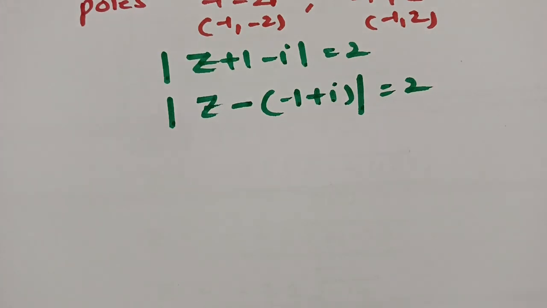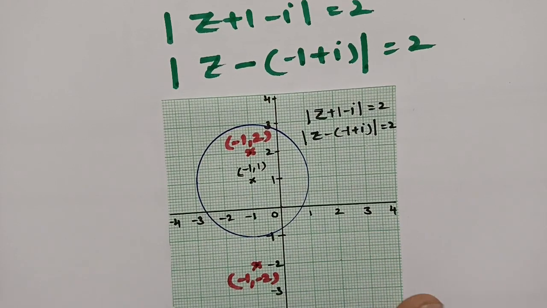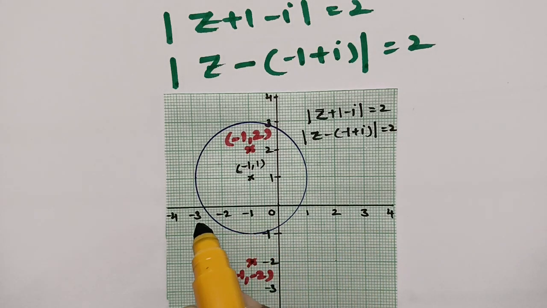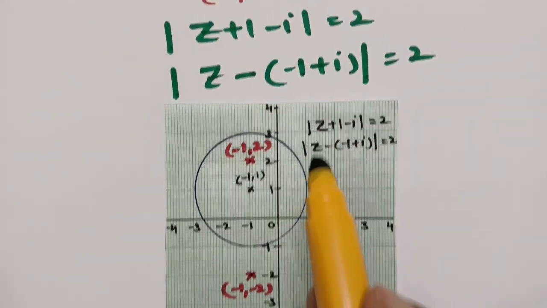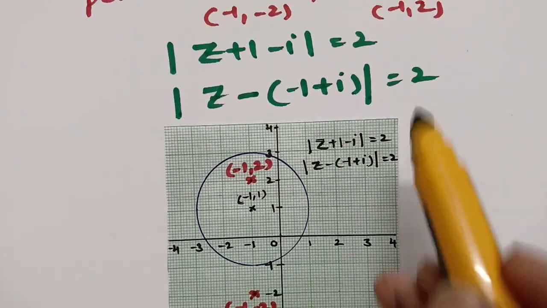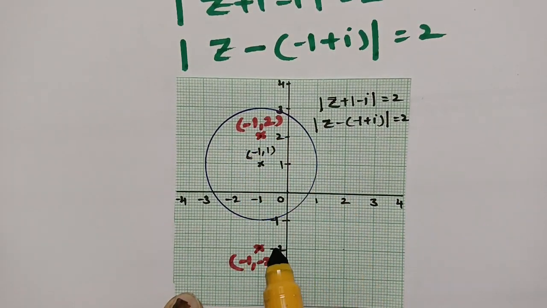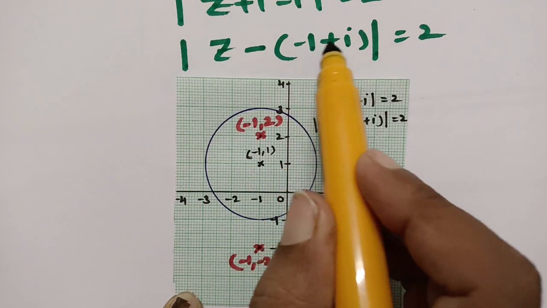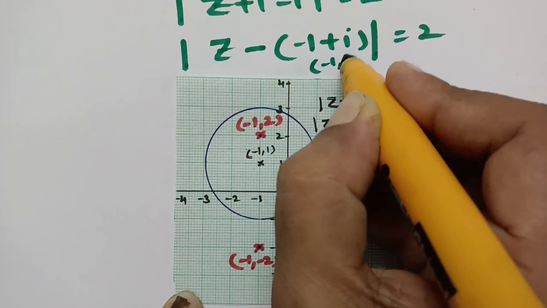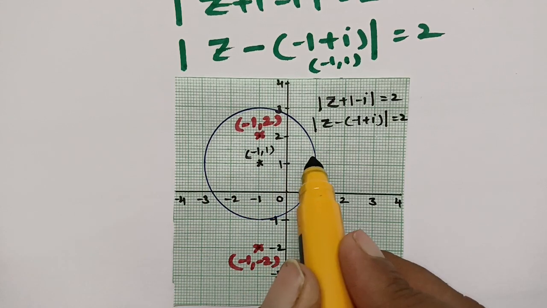Let me show you. So this is the x-axis and this is the y-axis, 1, 2, 3, 4, and minus 1, minus 2, minus 3, and minus 4. Here I am plotting the pole values: minus 1, minus 2 is one pole value, and minus 1 plus 2i is another pole value. The circle center is minus 1 plus i, so this is minus 1 comma 1, the center point, and we have to take 2 as radius.